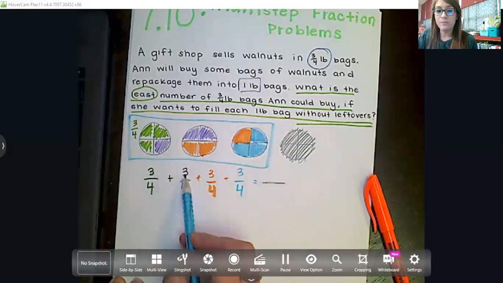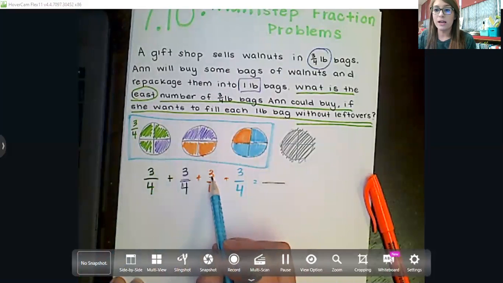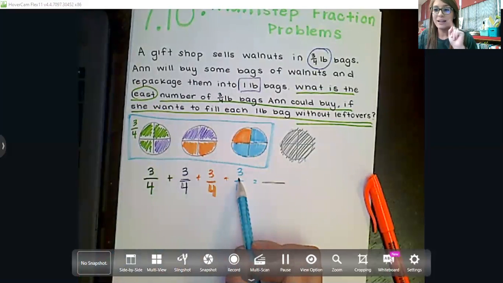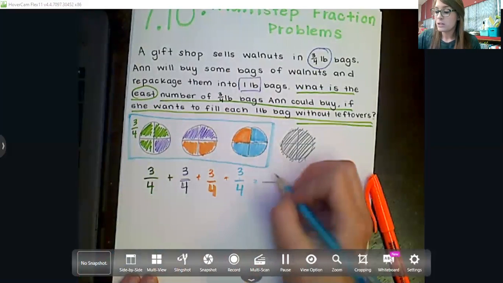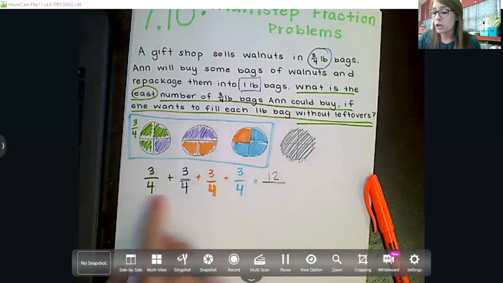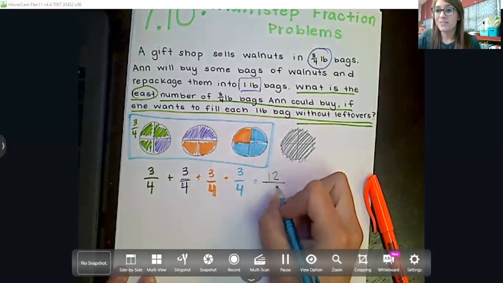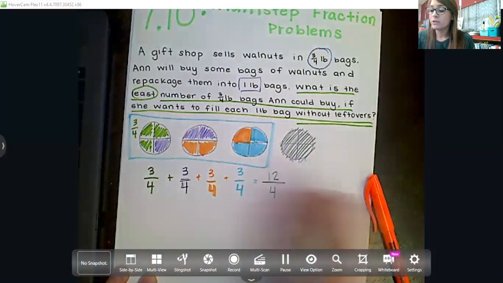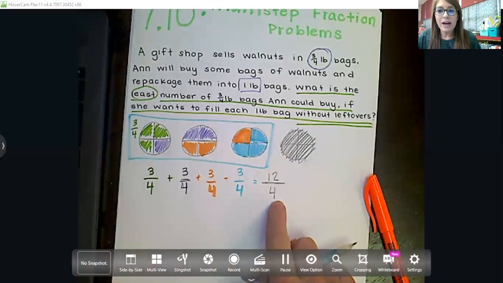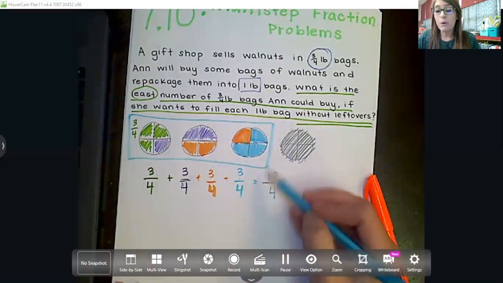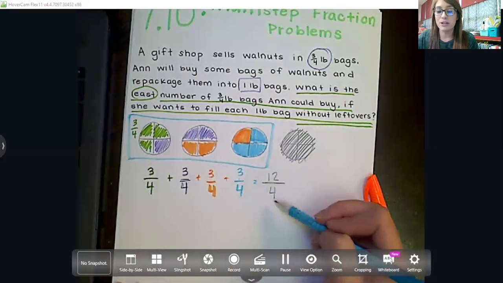3 plus 3 is 6. Very good. Plus 3 more is 7, 8, 9. Plus 3 more is 10, 11, 12. So 12, and then my denominator would stay, very good, a 4. Okay, so 12/4. What kind of fraction is this? Oh, I heard someone say it. Very good. It is an improper fraction. Improper because our numerator is greater than our denominator.